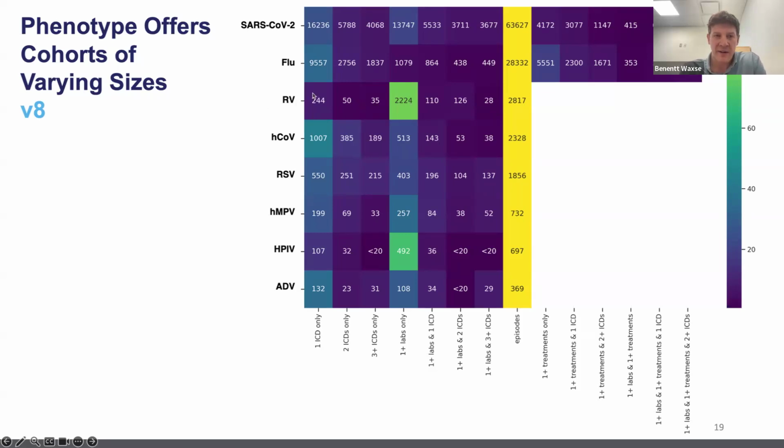So for instance, rhinovirus and human parainfluenza, the intensity of the 1 lab only column shows that a majority of these patients have just a lab test. No one's really using the ICD codes. Most are identified via lab test. So of the 2,800 rhinovirus cases, 2,200 are by lab test. Compare that to flu, where nearly 10,000, about a third of all cases, are a single ICD code only. So if you remove one ICD code only, it does affect your power, but as we talked about, it changes your accuracy as well.